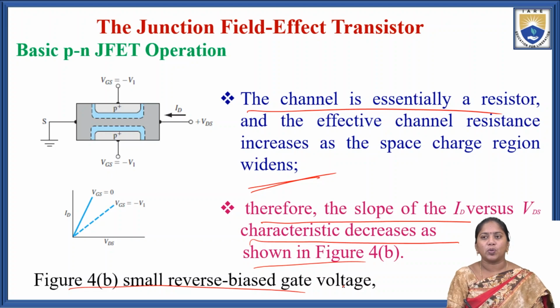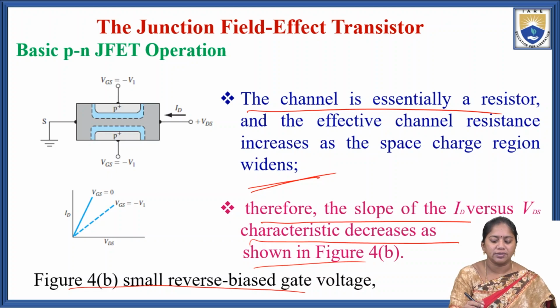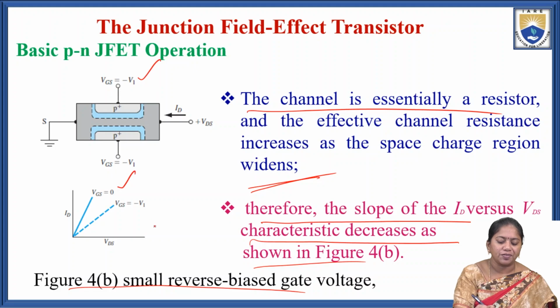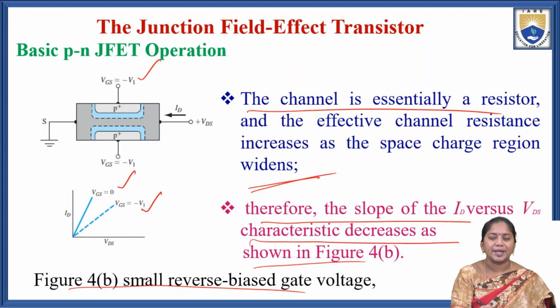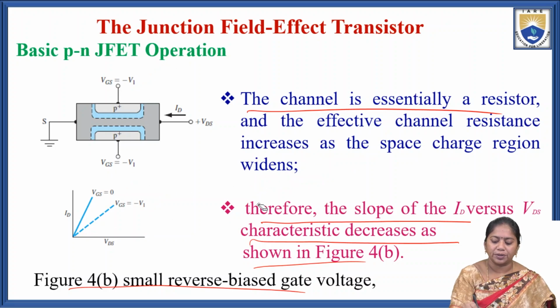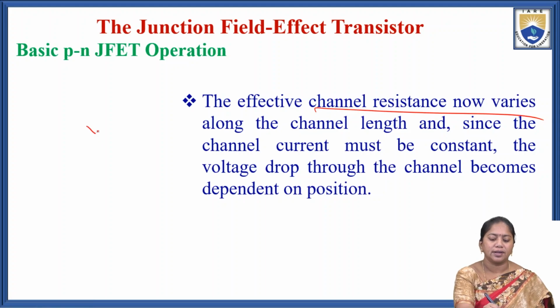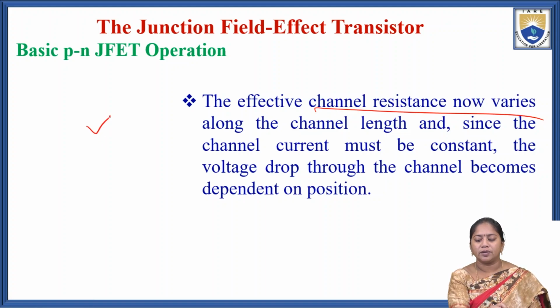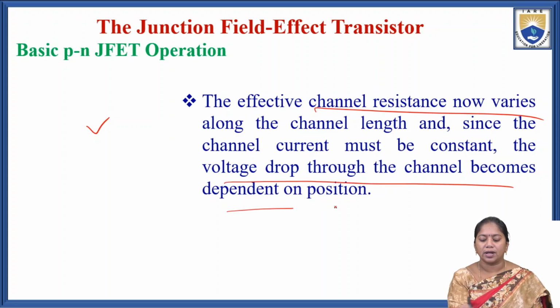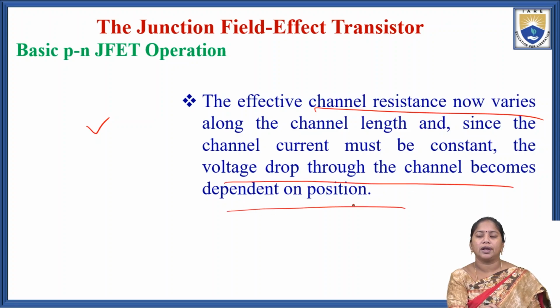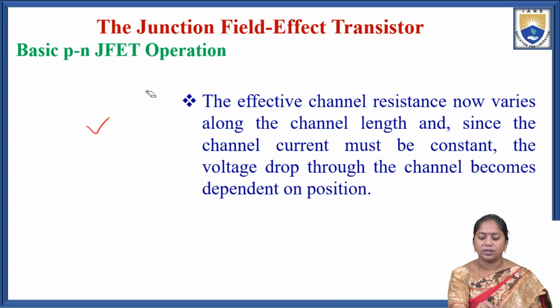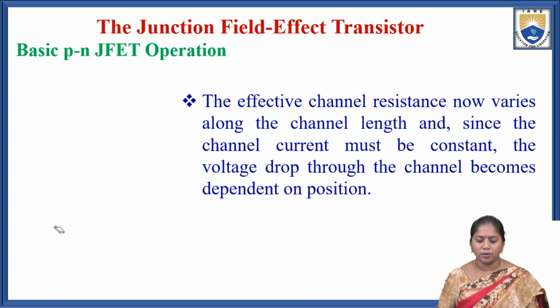Figure 4b shows a small reverse biased gate voltage, VGS equal to minus V1. This one is VGS equal to 0, and this one is VGS equal to minus V1. Here the slope decreases, as shown in figure 4b. The effective channel resistance now varies along the channel length, where the channel length is L. Since the channel current must be constant, the voltage drop through the channel becomes dependent on the position.